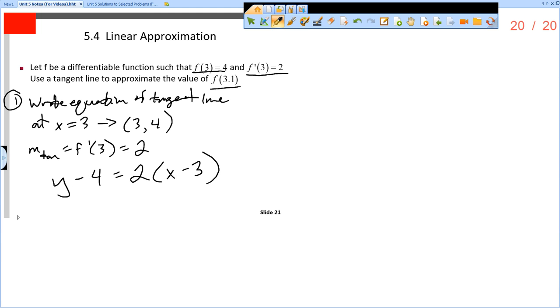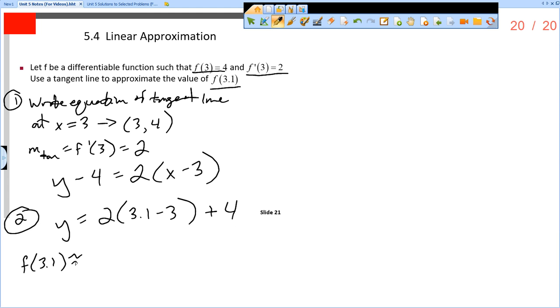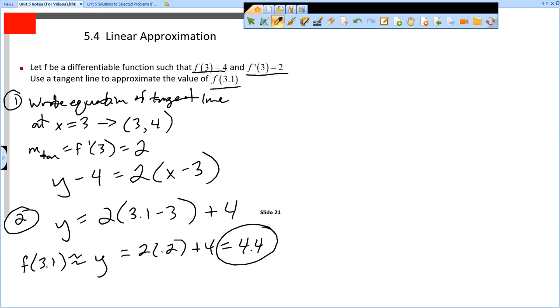So now here's our tangent line. And so then what we want to do is plug 3.1 in for x. And so y equals 2 times (3.1 minus 3), and then I bring the 4 over, right? So this is the value of y. So f of 3.1 is approximately equal to the value of y, which is what? Well, 3.1 minus 3 is 0.1. So 2 times 0.1 plus 4, right? So 2 times 0.1 is 0.2. So we get 4.2, right? And so that is our approximate value of f of 3.1 based upon the information that we're given. All right. And so that is slide number 20.